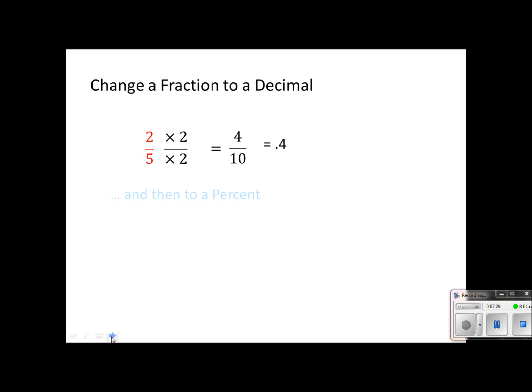And now we're going to go one more step and then change it to a percent. Well, right now this is 4 tenths, but remember, percents are always expressed as hundredths. So what I'm going to do is multiply the top and bottom by 10 so that I now have my denominator as 100. So it's 40 over 100, which would be 40%.